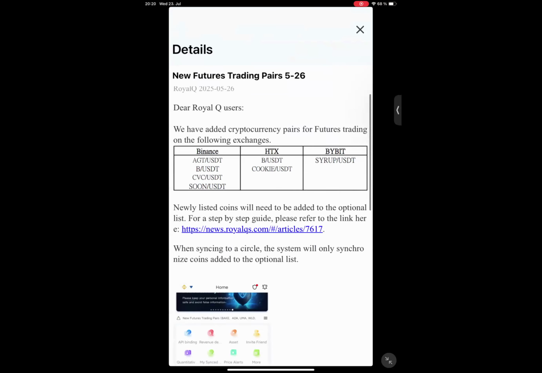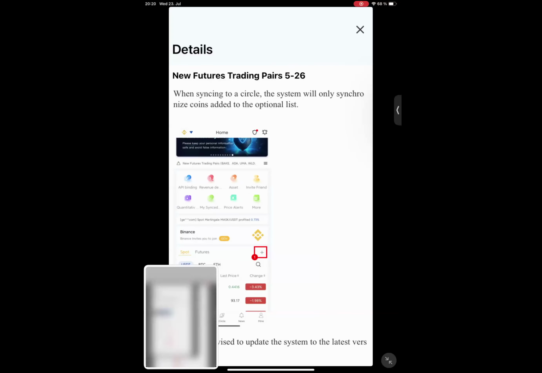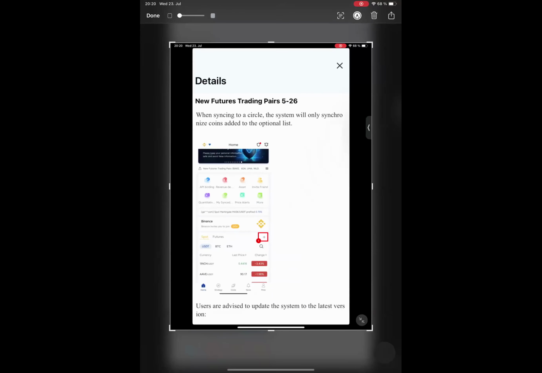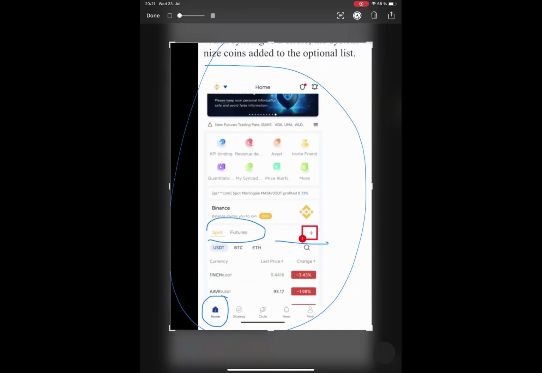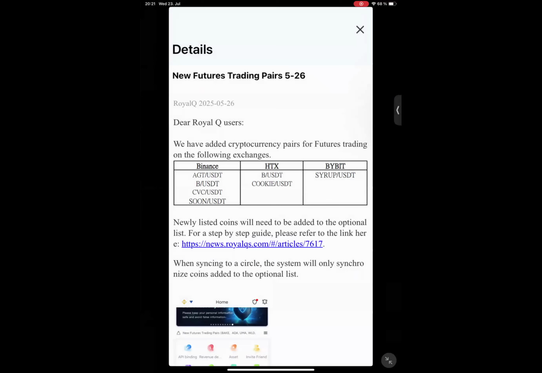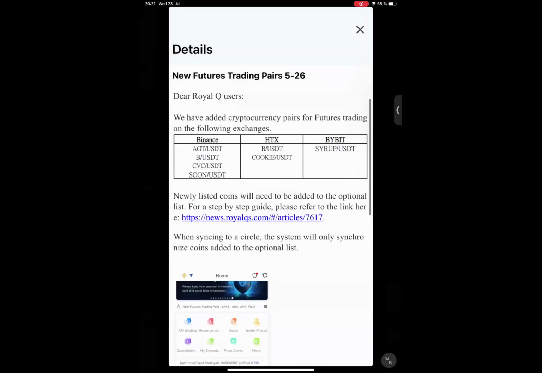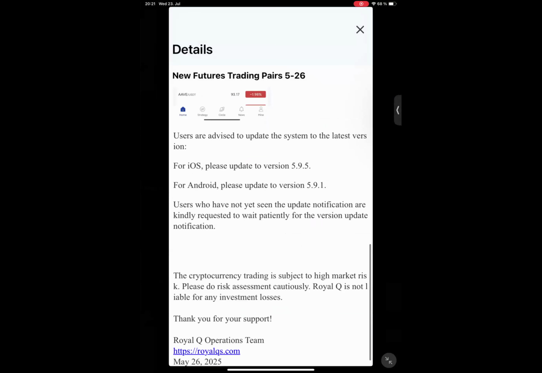Now, how do you do it? They have illustrated it so beautifully over here. So this is like your RoyalQ app. We have the home button. Then beside where you see the spot and futures, on that same lane, there is management and a plus. You simply tap on the plus sign, then it opens up where to add those coins. But RoyalQ will still let you know that your phone or device must be up to this version. Without this version, for iOS users and Android users, you cannot get the coins.